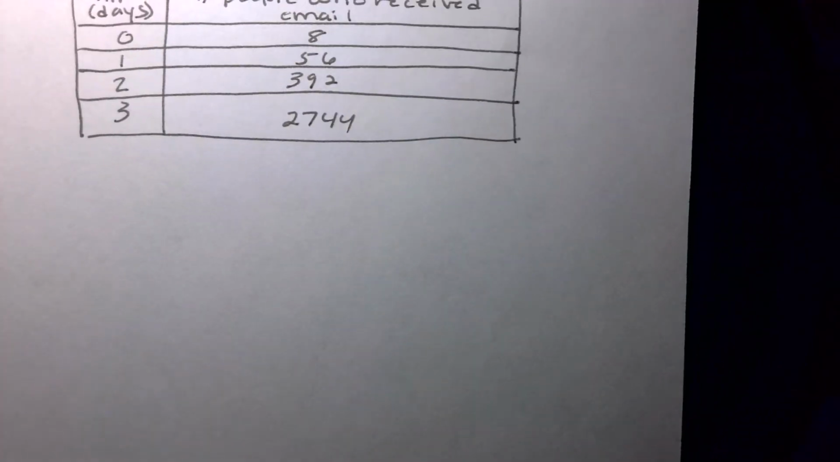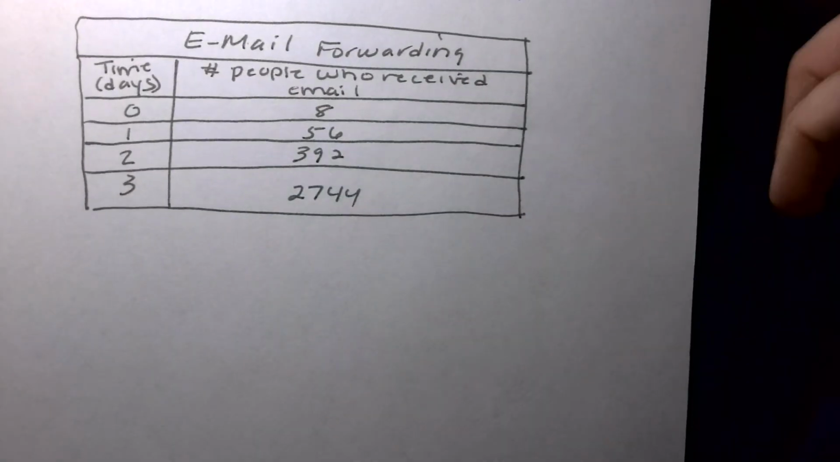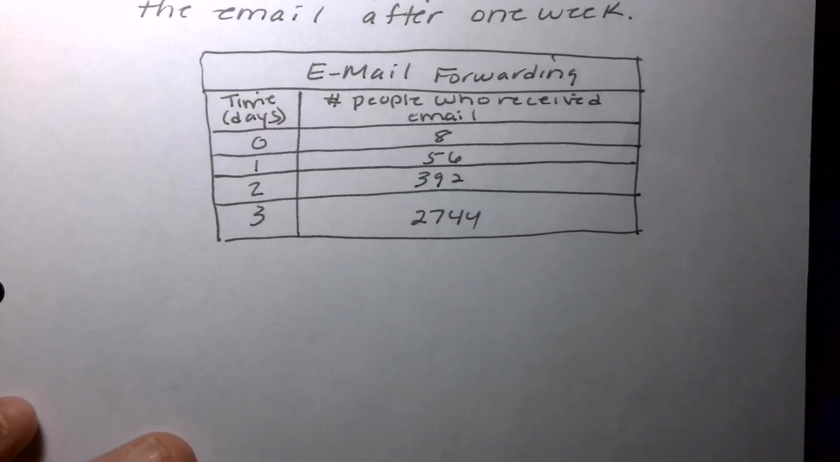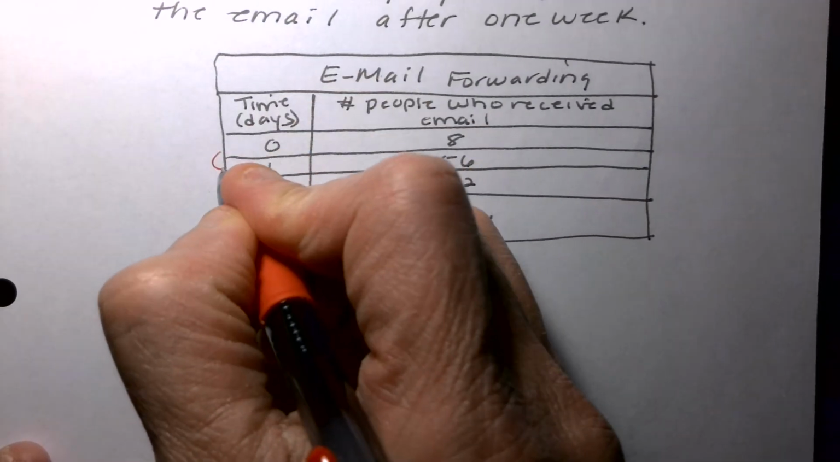All right. One more problem. A little bit shorter than yesterday. I know some of these are a little longer than others. It says use the data in the table to describe how the number of people changes. Then write a function that models the data. Use your function to predict the number of people who received the email after 1 week. Okay, well, let's take a look at what we have here first, kind of understanding your data.